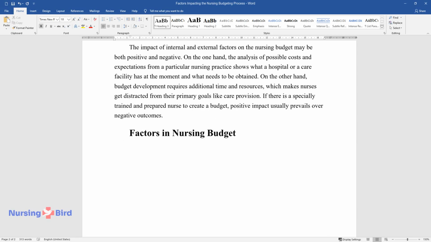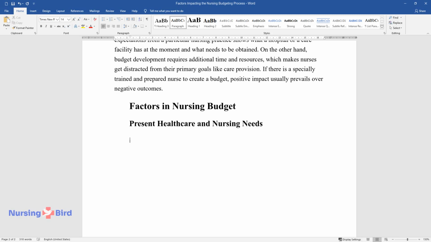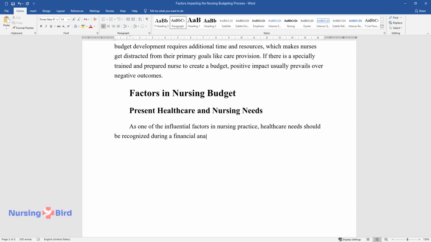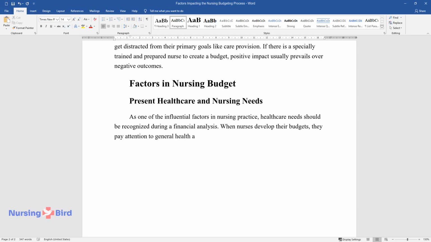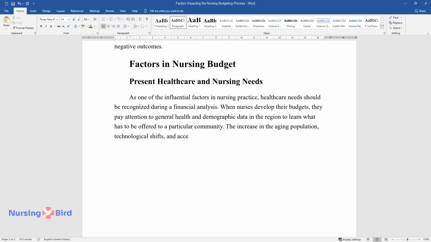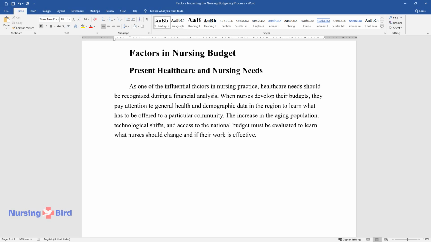Factors in nursing budget. Present healthcare and nursing needs. As one of the influential factors in nursing practice, healthcare needs should be recognized during a financial analysis. When nurses develop their budgets, they pay attention to general health and demographic data in the region to learn what has to be offered to a particular community. The increase in the aging population, technological shifts, and access to the national budget must be evaluated to learn what nurses should change and if their work is effective.